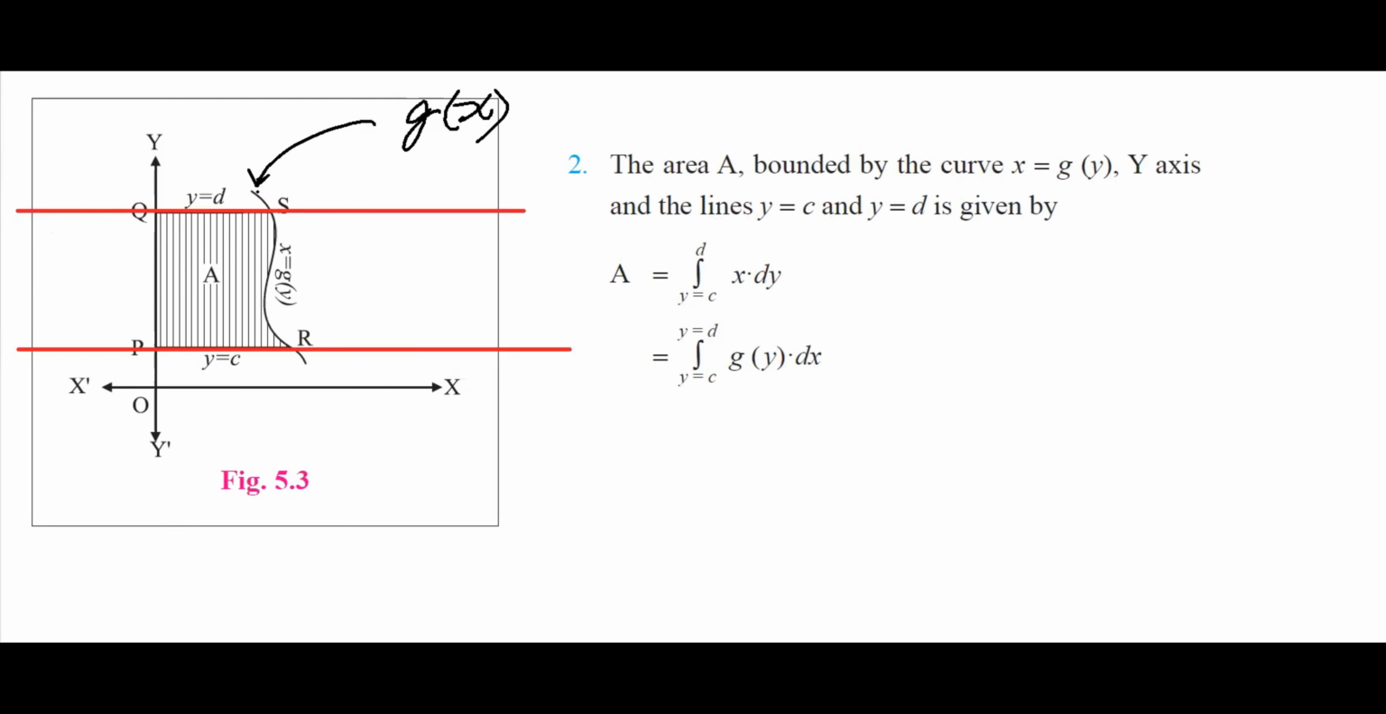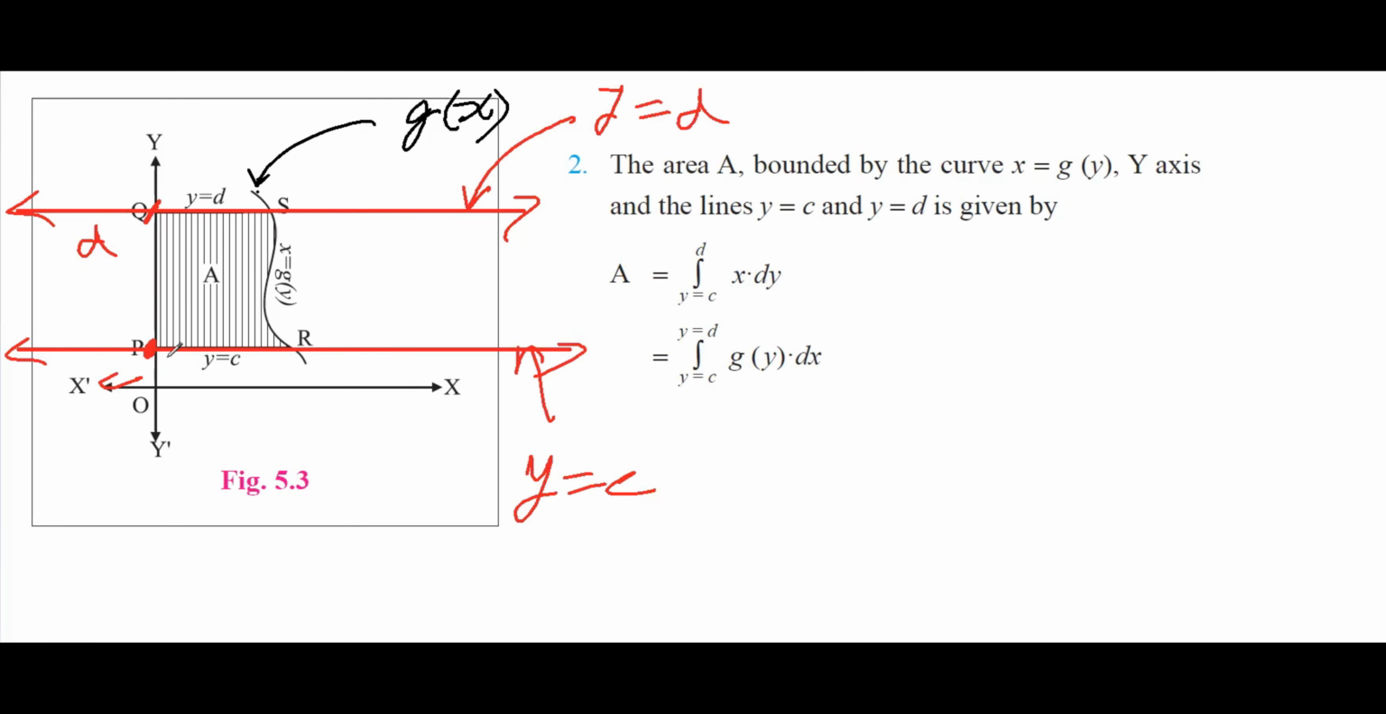Okay, this is a line. This is again a line. This point is P and coordinate is C. Here this point is Q and coordinate is D. So what is the equation of this line? The equation of this line is y is equal to C. What is the equation of this line? The equation of this line is y is equal to d.